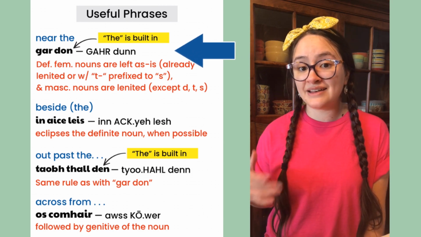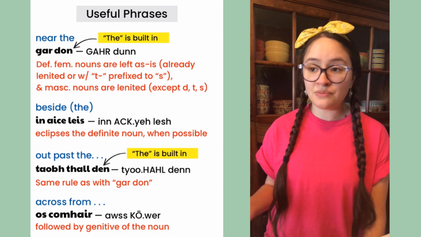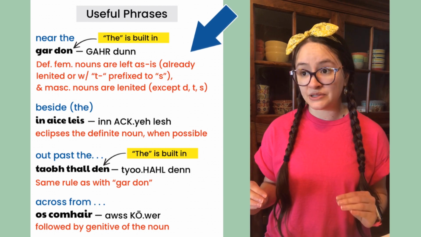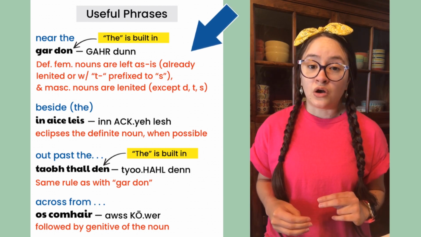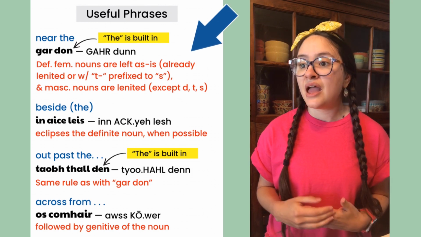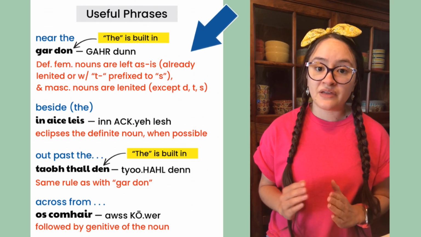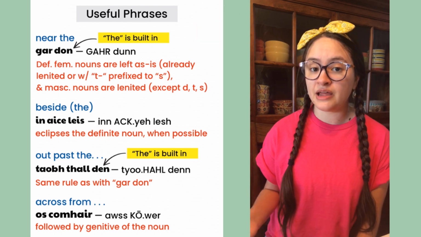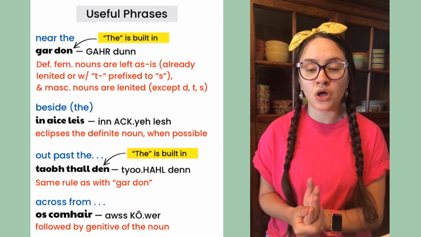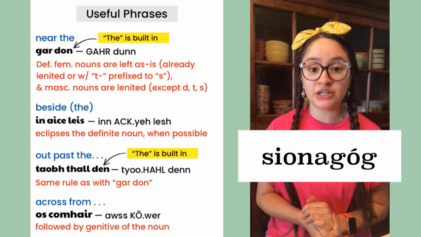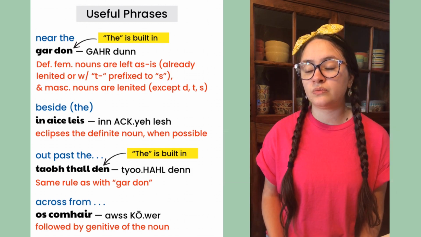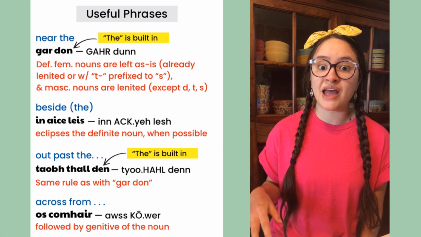Now when you put a definite noun after it, it's important to remember that definite feminine nouns are left as is. Definite feminine nouns are already lenited, which means there's an H after the initial consonant, or with T prefixed to S. Definite feminine nouns that start with S automatically have a T prefixed to them. So a synagogue, synagogue, the synagogue, synagogue. So all feminine nouns, you just leave them as is.